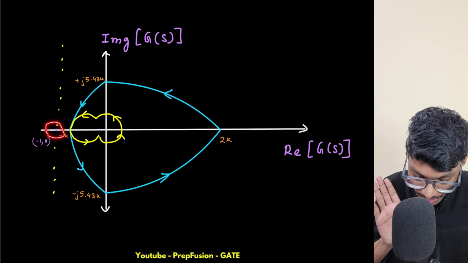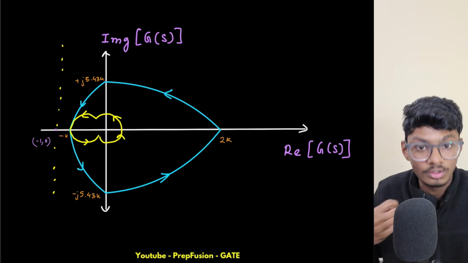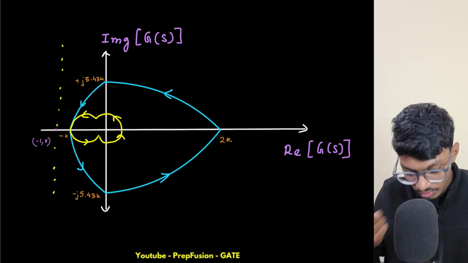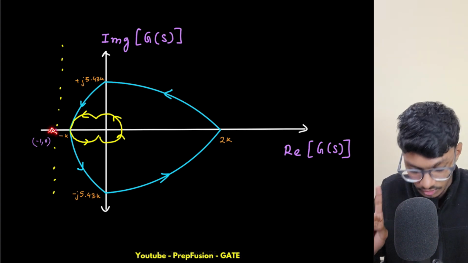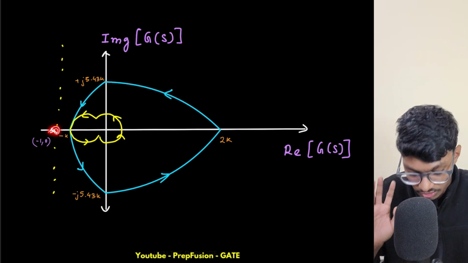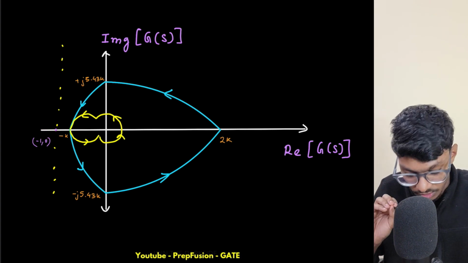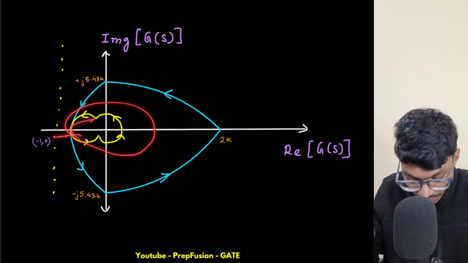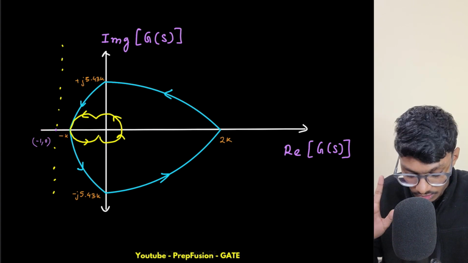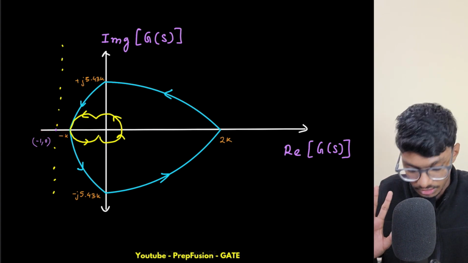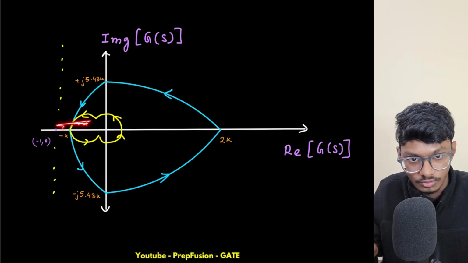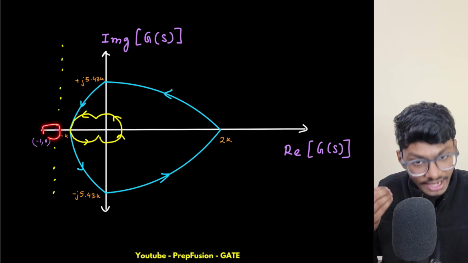So how many encirclements will I always have around the minus 1 0? This will never reach this point, so I can exactly find the encirclements here. As all these plots will never reach this point, how many encirclements will I have around this minus 1 0 point? 0, because I have nothing here.